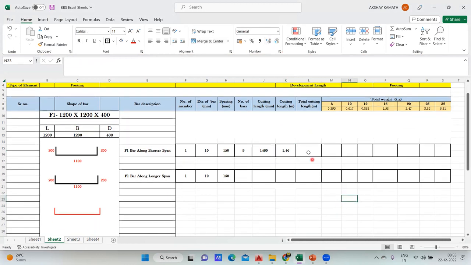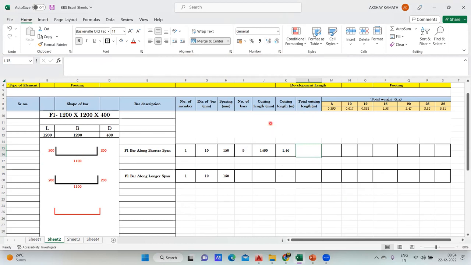Now come to the total cutting length. The total cutting length is very important. This 1.46 cutting length that I got is for a single bar. So what will be your total cutting length? The total cutting length will be the cutting length of one bar multiplied by the number of bars. The number of bars is 9.